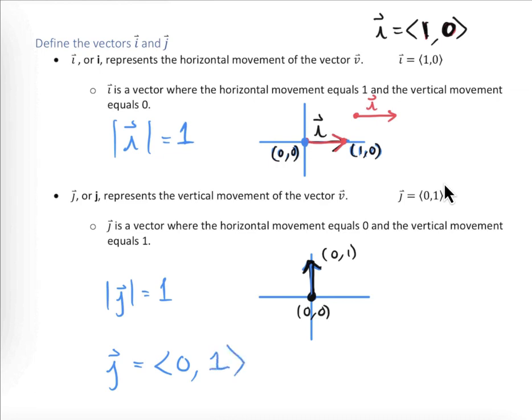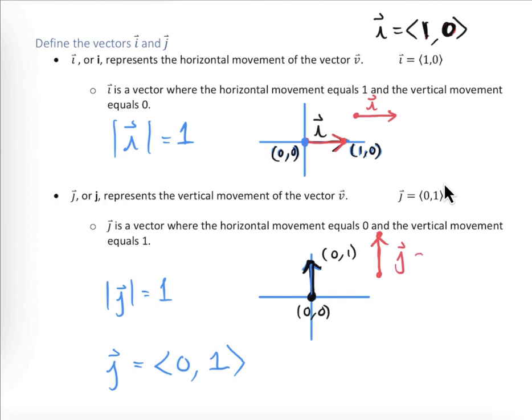So those are the components of my vector. How far did I travel in the direction of x? 0. How far did I travel in the direction of y? 1. But notice we could have a vector j that's situated out here. Now, this is still the j vector. Remember, we can move vectors around, but this vector j's terminal point is not going to be 0, 1 because it doesn't start at the origin.